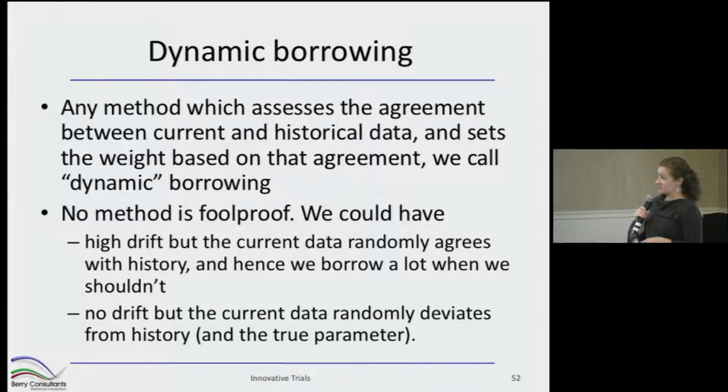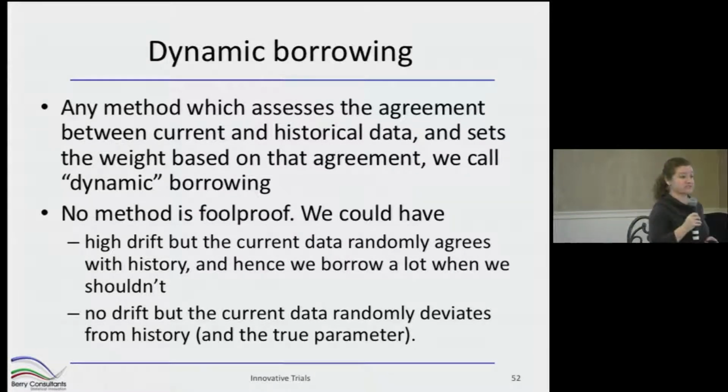As in most things, no method is foolproof, so it's possible that the current data leads us astray. What could happen is that there's high drift: the historical data differs from the truth, but just randomly our current data happens to agree with the historical data, and we decide to borrow a lot, even when we shouldn't. It's also possible that there's really, in truth, no drift. The historical data is very much on point with the truth, but for some random reason the current data deviates, and so we decide to not borrow so much when we should.